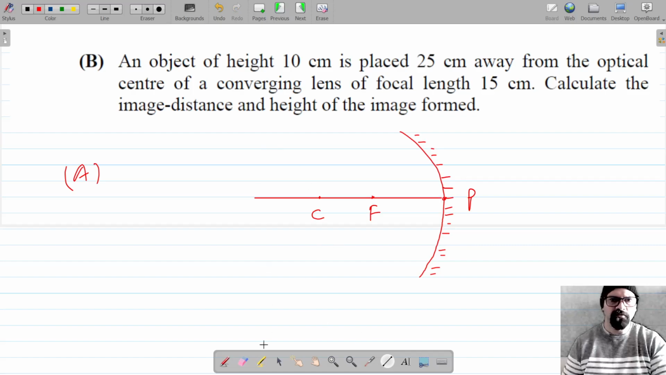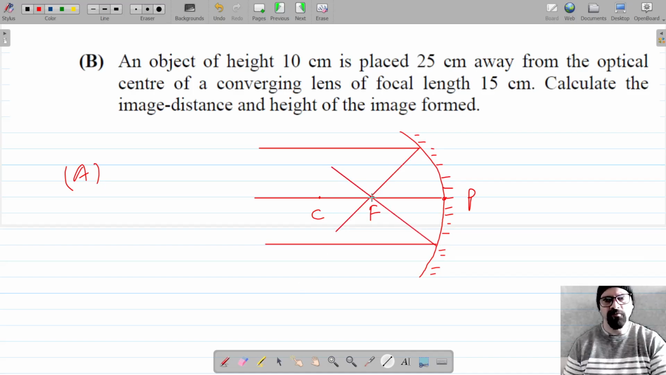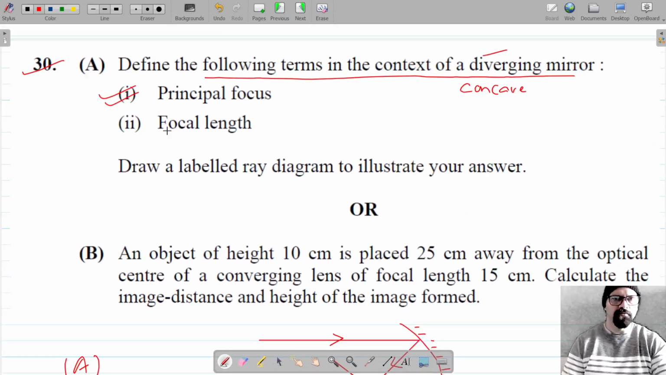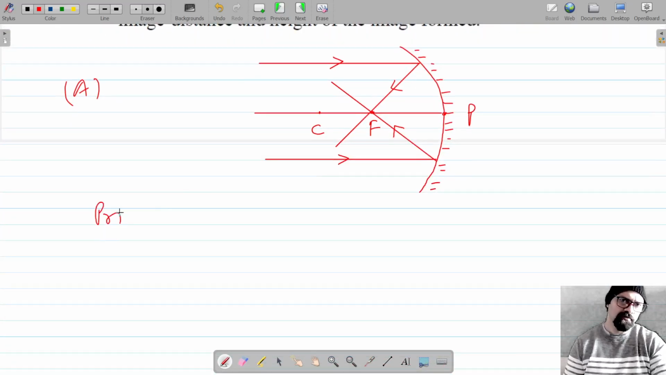Now all the rays of light coming parallel to the principal axis, after reflection from the concave mirror, will go through a point on the principal axis, which is called the principal focus. This is the direction of the parallel rays of light, and this is their path after reflection. The principal focus has the symbol capital letter F.